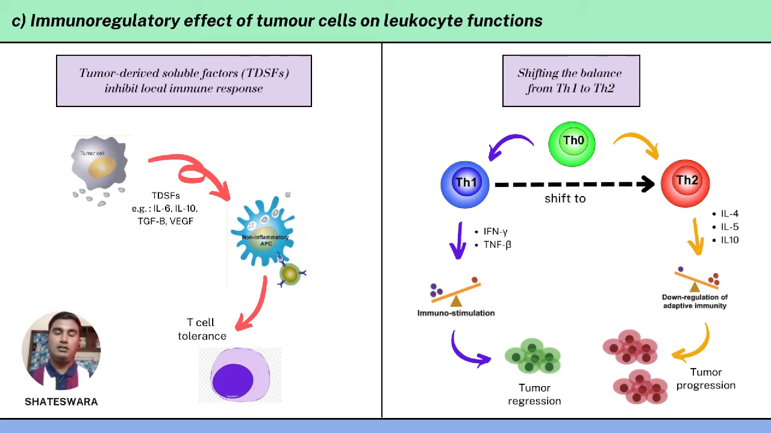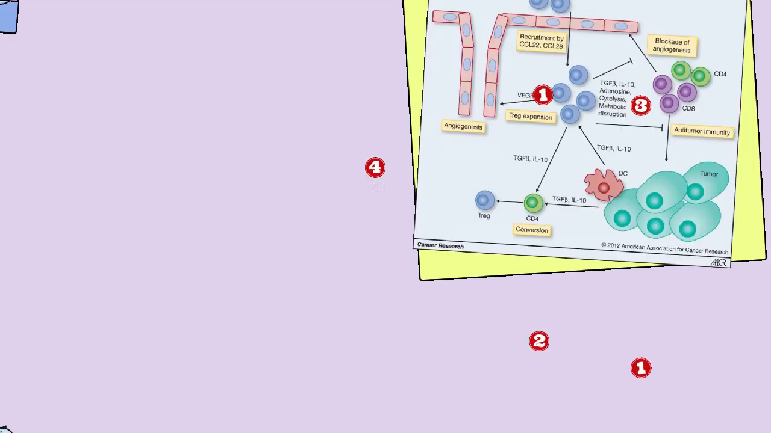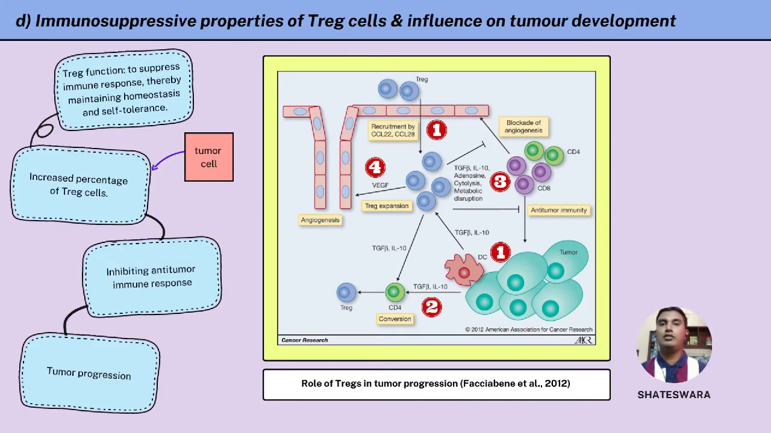As shown in the right figure, Th1 induces immunostimulation of the leukocyte, which results in tumor regression. On the other hand, shifting of Th1 cells to Th2 cells causes downregulation of the adaptive immunity, which enhances tumor progression. The fourth tumor escape mechanism is the immunosuppressive properties of T regulatory lymphocytes and their influence on tumor development.